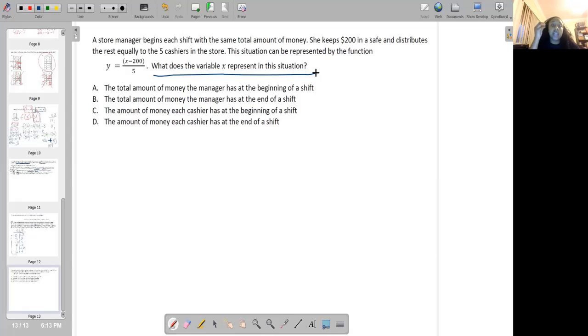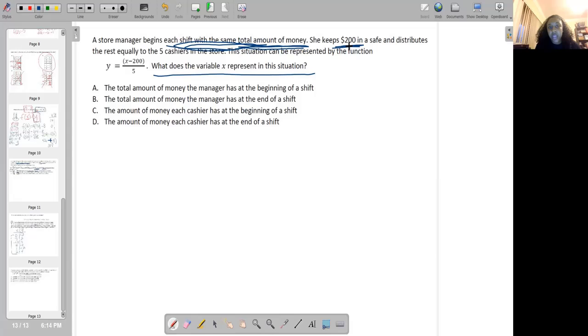So we need to understand, once again, the parts of our equation, the different terms, what the terms mean. So if we read it again, a store manager begins each shift with the same total amount of money. She keeps $200 in a safe and distributes the rest equally to the 5 cashiers in the store. This situation can be represented by the function. So each shift starts with the same total amount of money. That's one piece of information we need to know.